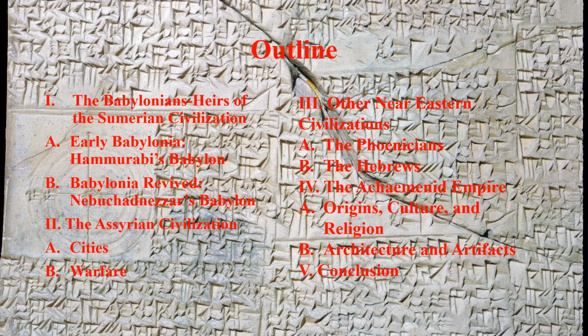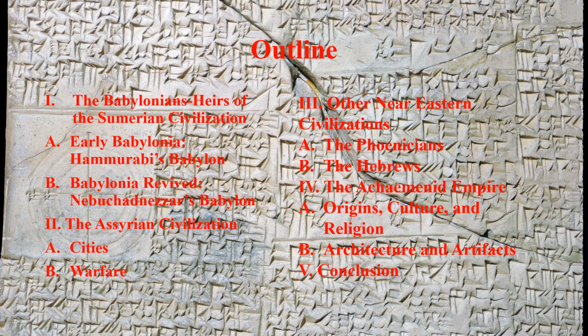In this video, we're going to discuss some of the most important and influential of the ancient Near Eastern civilizations of the Bronze and Iron Ages. We will begin our discussion by talking about the Babylonian civilization, the heirs of the Sumerian civilization discussed in a previous lecture video. We'll talk about early Babylonia at the time of Hammurabi, and then we'll talk about the Neo-Babylonian civilization at the time of Nebuchadnezzar.